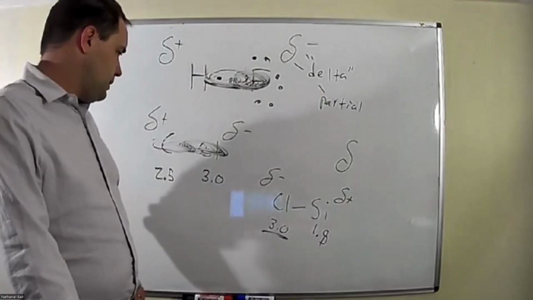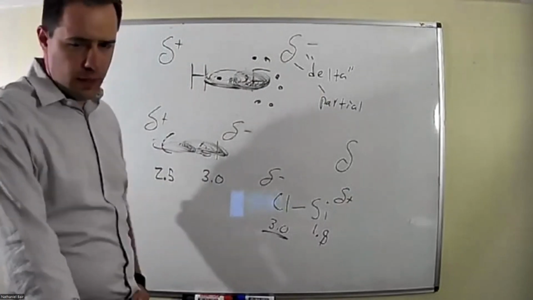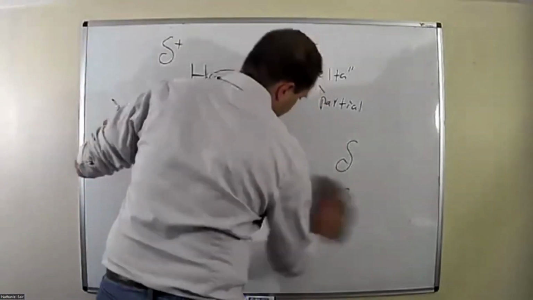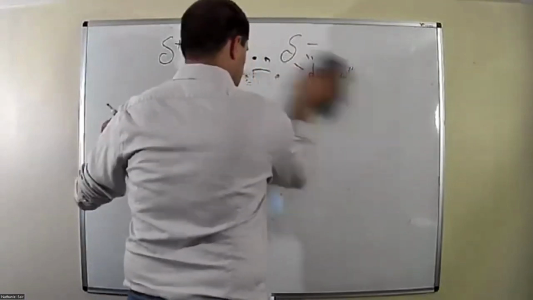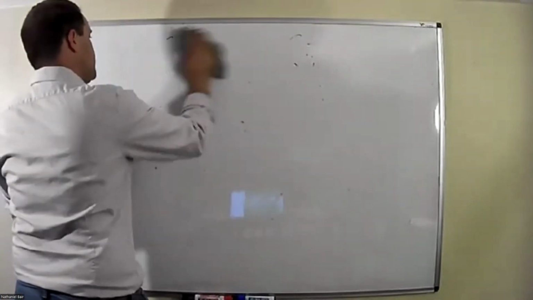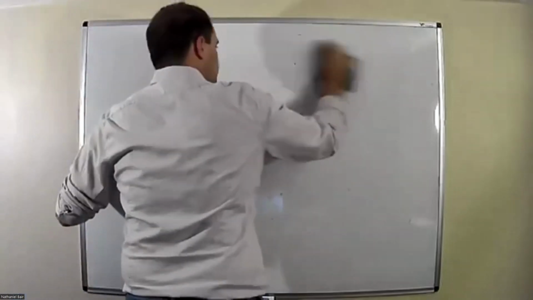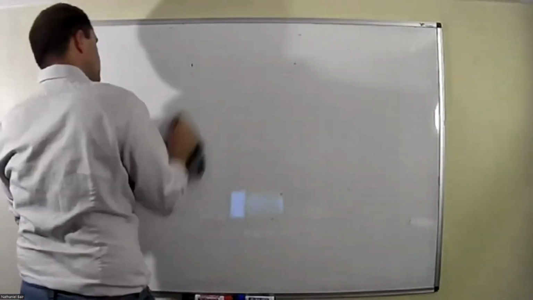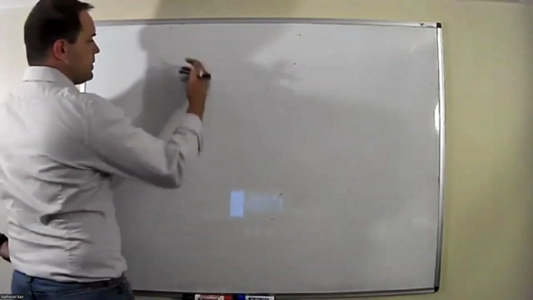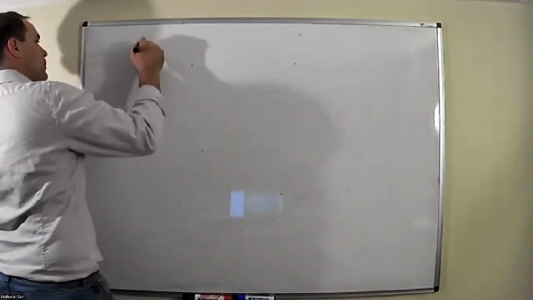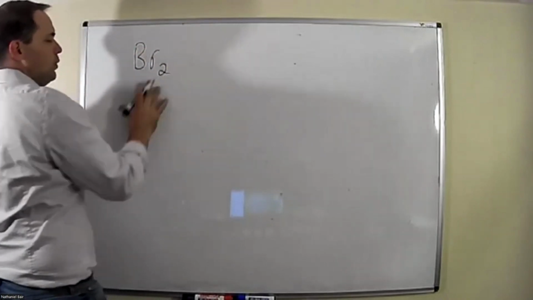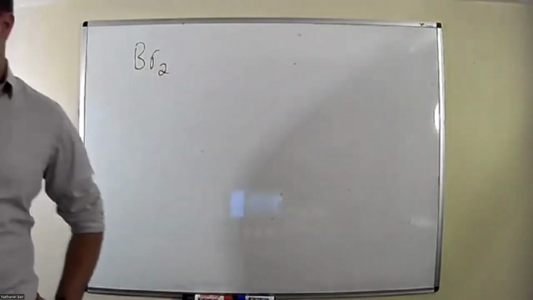We got our polarity. Well, what if the two atoms do not have a large difference in electronegativity? Sometimes you don't even need an electronegativity table. So for example, anytime the same atom is bound to itself, so how about Br2? Go ahead, draw the Lewis structure for Br2.